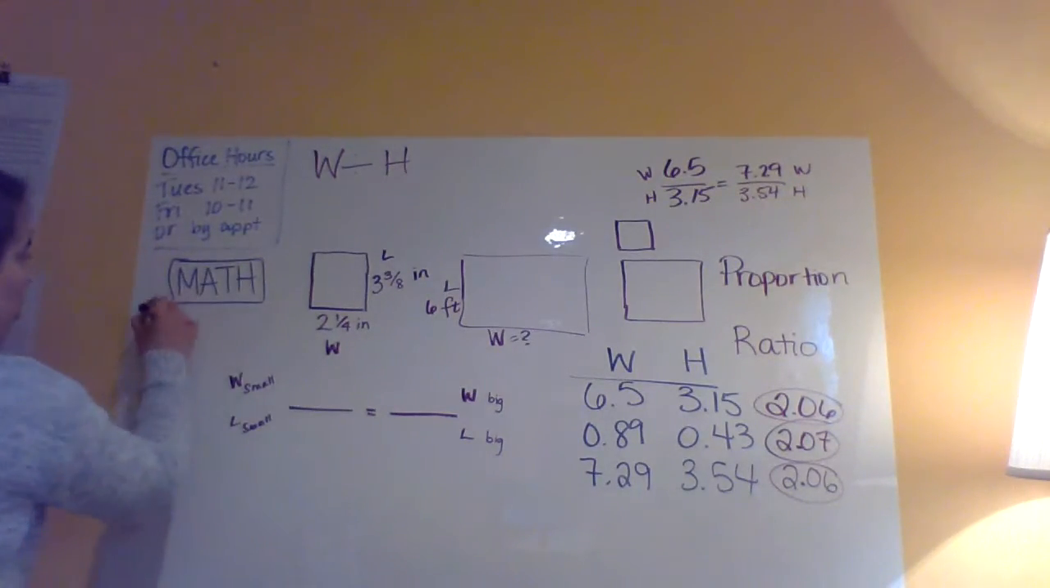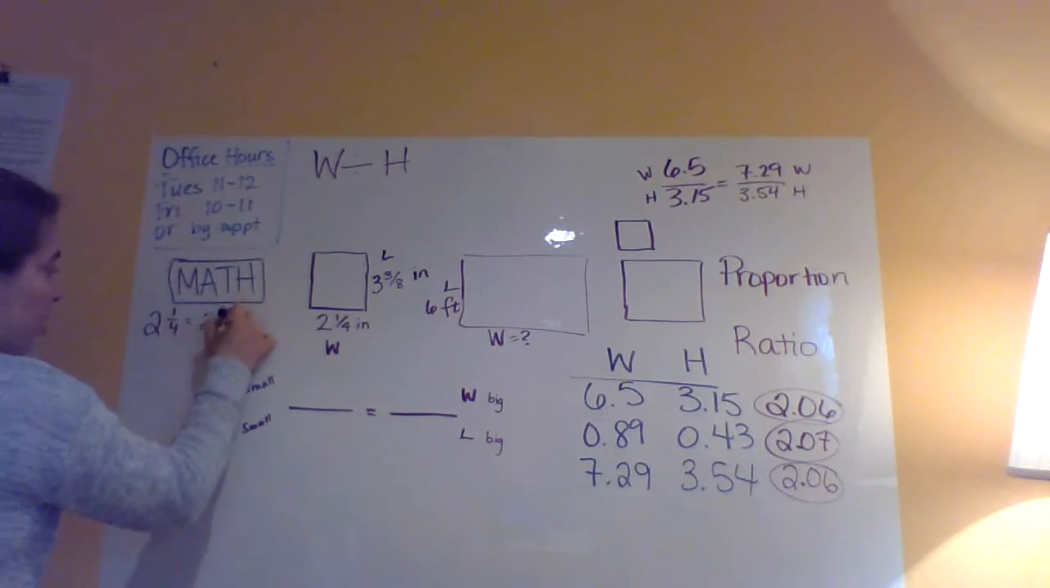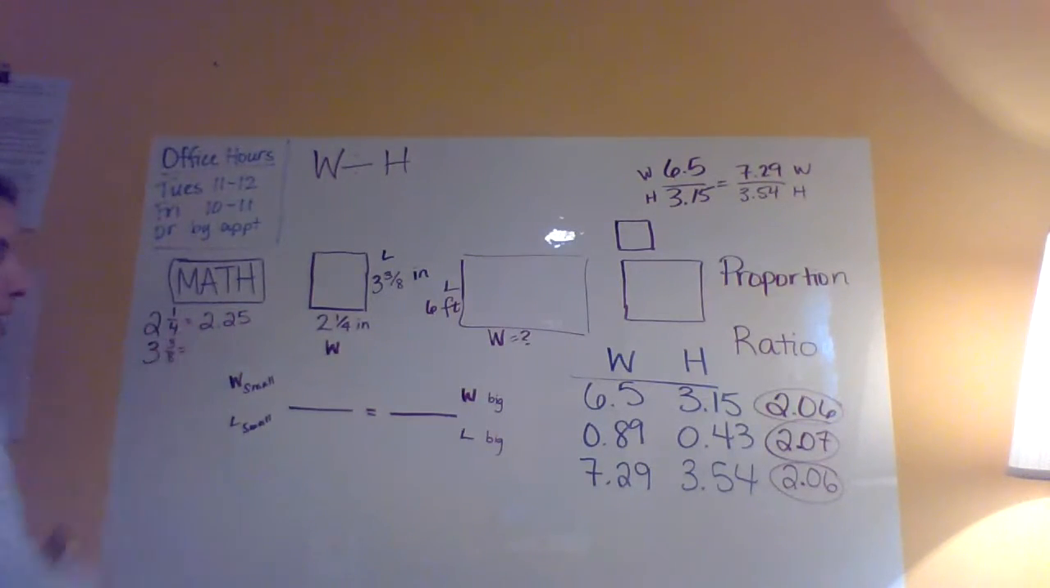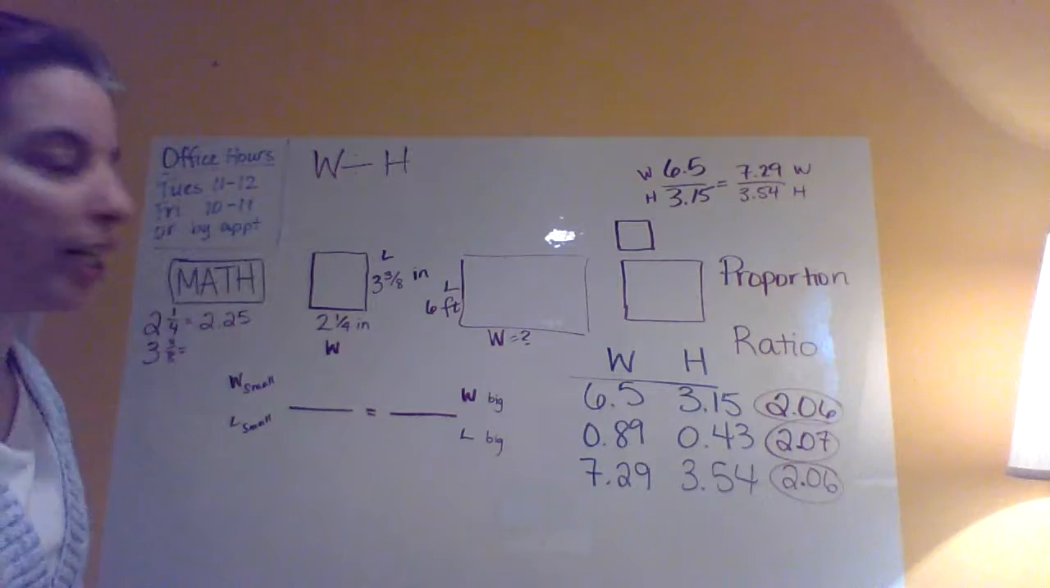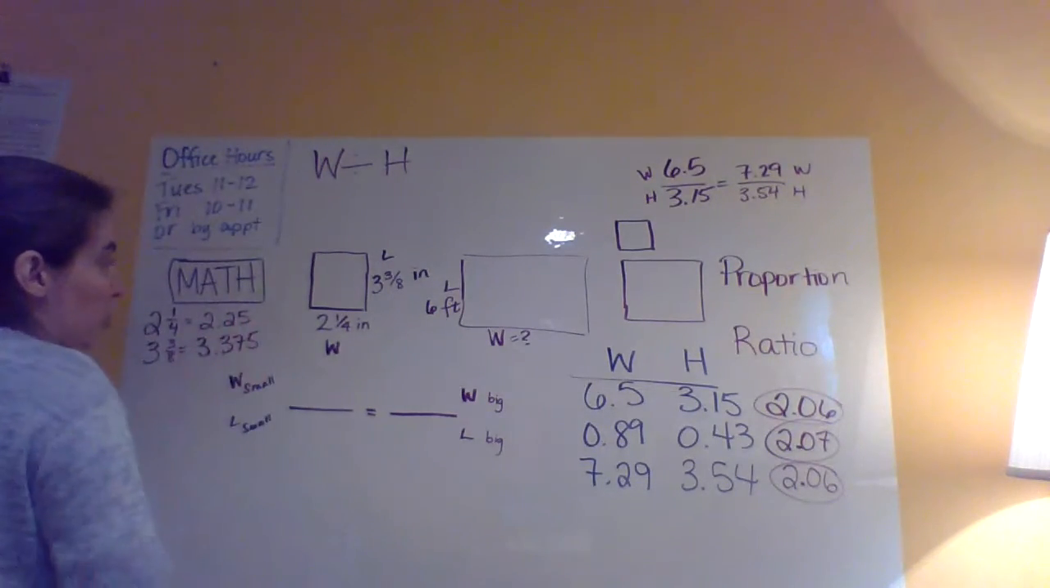So 2 1/4, remember you could take 1 divided by 4, that will give you your decimal. It's going to end up being 2.25. And if you take 3 divided by 8 to get a decimal, you're going to get 3.375. Okay, so we can use those two.